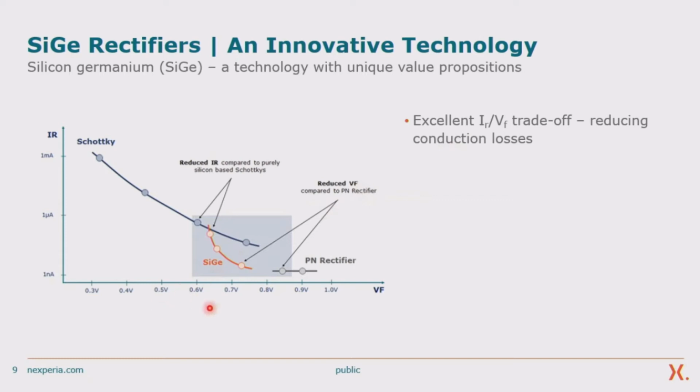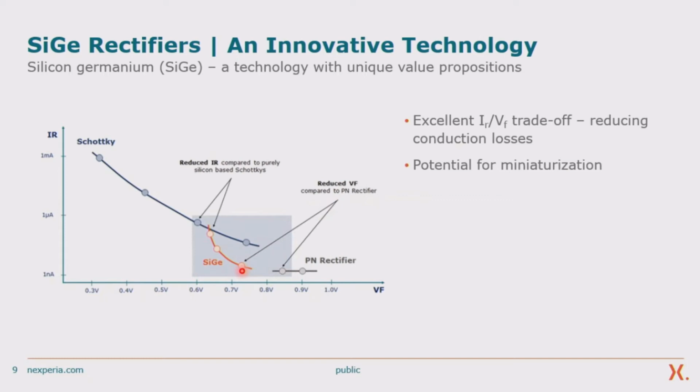The IR-VF trade-off is also shown here. This is basically the trade-off you have to accept for almost all Schottky devices. That means if you want to have a low VF, you have to tolerate a higher leakage current. And you see that the silicon germanium diode is positioned in this area. That means it has a lower VF compared to a PN rectifier, but still the same level of leakage current. And it has less leakage compared to a Schottky device, but with comparable forward voltage drop. So it's a hybrid technology in between.